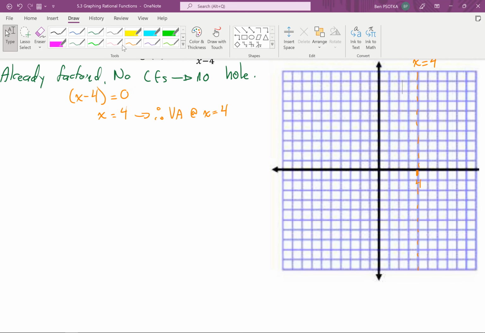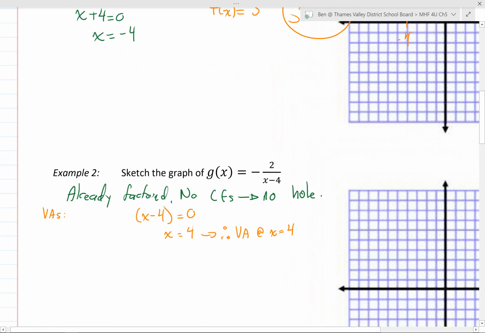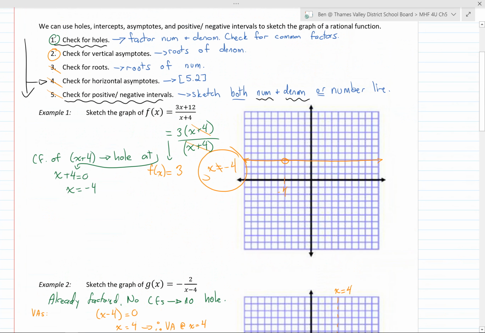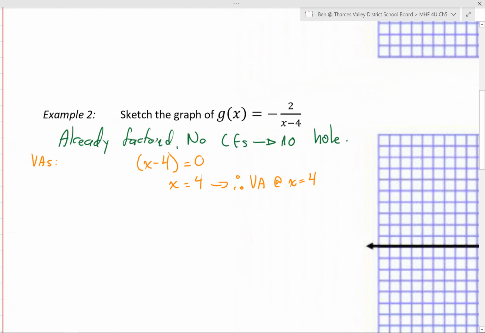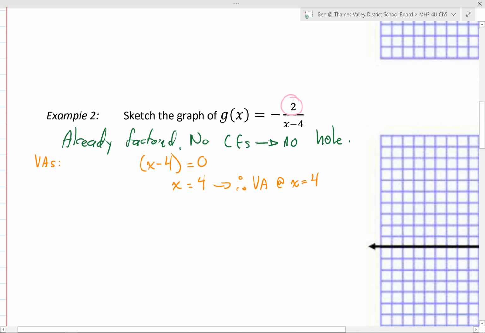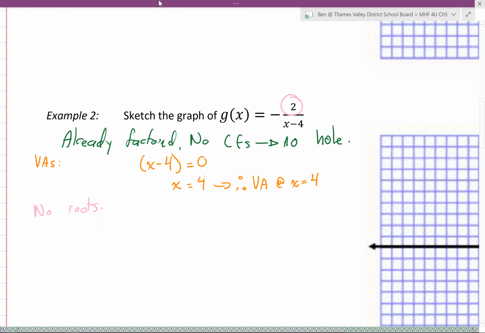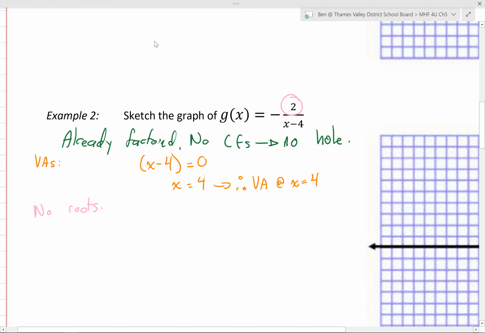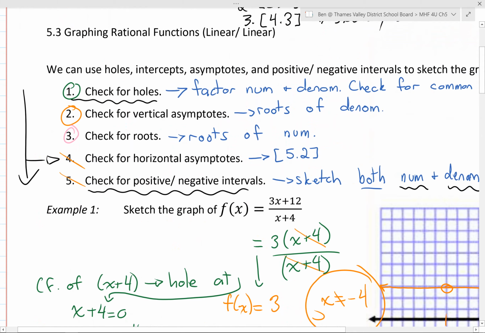Okay, and then I can move on forward and look to see what's next. Any roots? I'm going to check for any roots of my numerator. I can see here my numerator is 2. There's no variable in my numerator, so there are no roots. Then I can keep pushing forward. I've checked for roots. Now it's time to check for horizontal asymptotes.